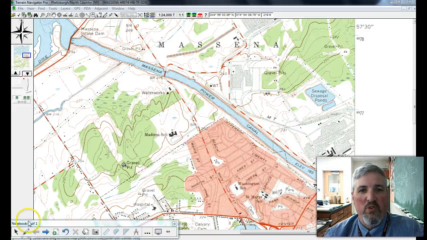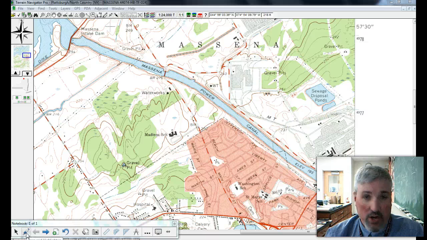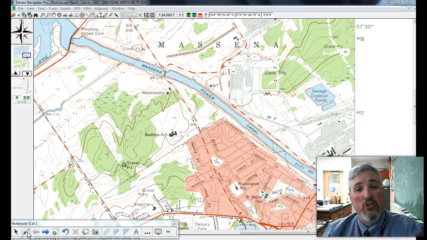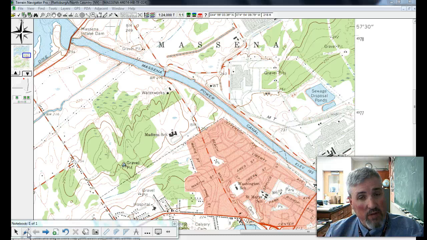Okay, this is part 3 of 4 for this lab. We are on number 9 on the Massena Quadrangle lab. We're going to measure and record the following distance in kilometers. Again, you're going to use a sheet of paper, and you're going to use the graphic scale, which is at the bottom of the map.